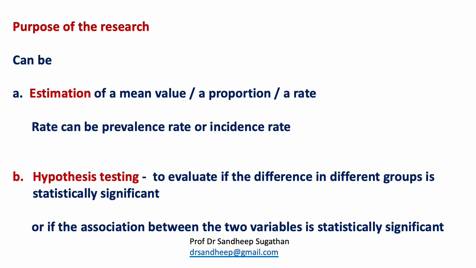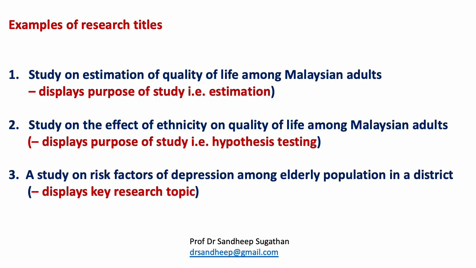Male and female: is the mean performance score among males significantly different from females? Or, is the association between two variables statistically significant, like the association between smoking and cancer? Is it significant or not? That is hypothesis testing. So the purpose of the research can be broadly classified as estimation of mean value or proportion, or hypothesis testing. Now we can go through various examples of research titles.